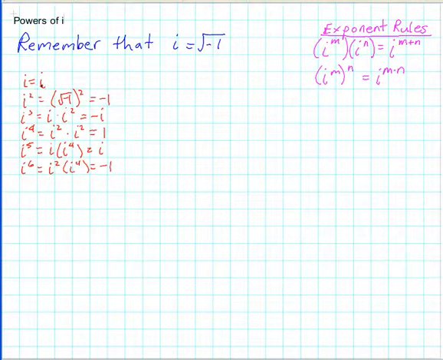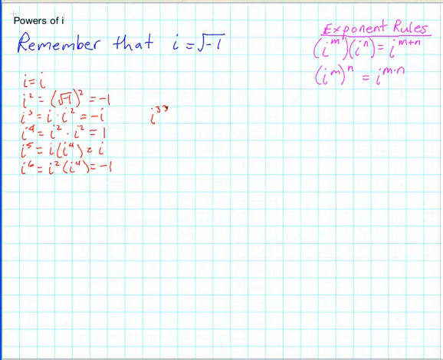And there is a pattern here. i, -1, -i, 1, i, -1, continuing on would be -i and 1. And this pattern will repeat for an infinite number of powers of i. Let's try a couple of examples for an easy way to simplify powers of i. Let's start with i to the 33rd power.